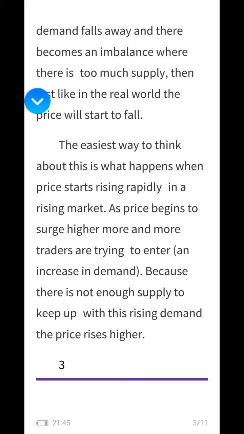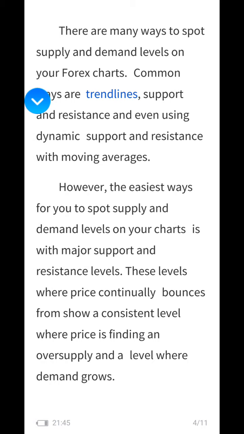So the easiest way to think about this is what happens when price starts rising rapidly in a rising market. As the price begins to go higher and higher, traders are trying to enter and demand increases, because there is not enough supply to keep up with this rising demand. The price rises higher. Okay, so there are many ways in which we can identify supply and demand levels on the forex charts.